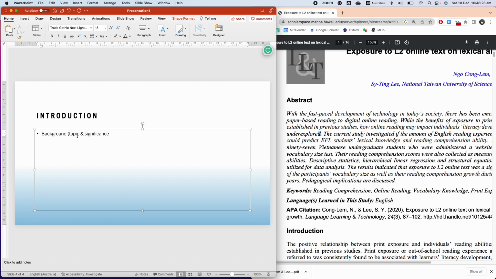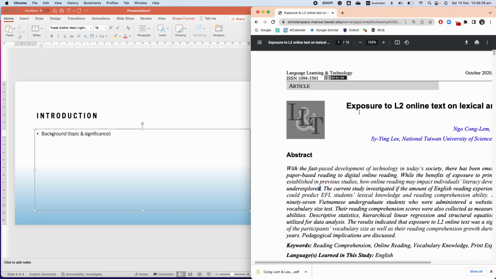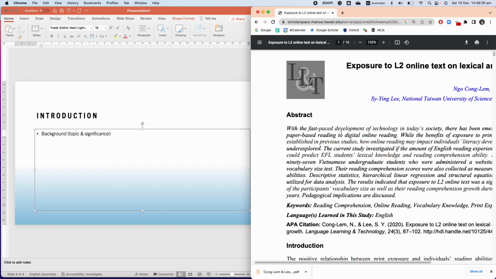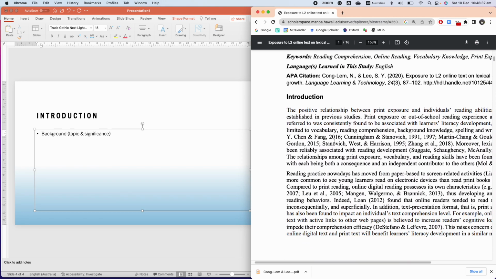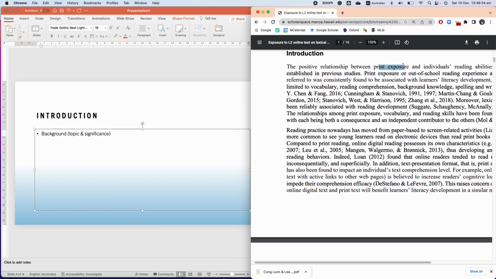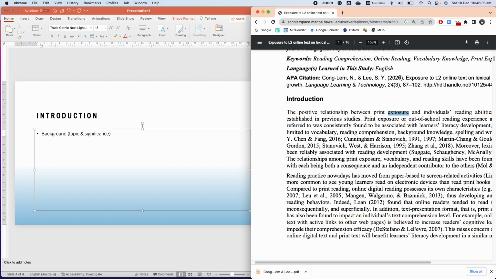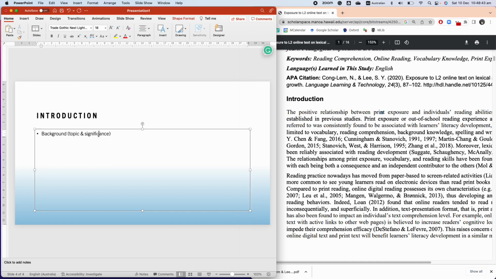Okay, so for example, in this study, we're talking about exposure to reading English text online. So we're going to talk a little bit about what it is, what we mean by exposure, and how it has an impact on reading abilities. So we introduce the topic, and we introduce its significance.